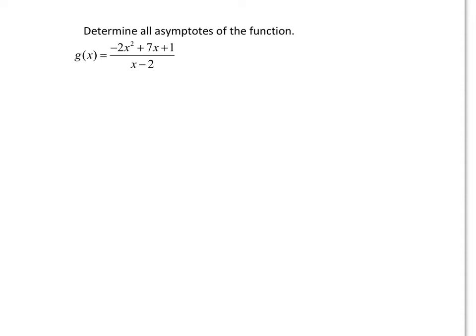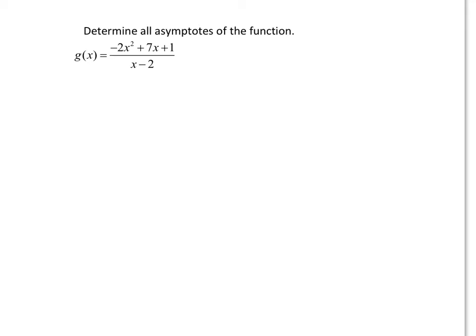Given our rational function, we want to determine all of the asymptotes of the function. So we're going to look at vertical, horizontal, and oblique asymptotes. This function cannot be reduced at all. The numerator cannot be factored, so we don't have to worry about canceling common factors and looking for holes on this particular function. So let's start with vertical asymptotes.